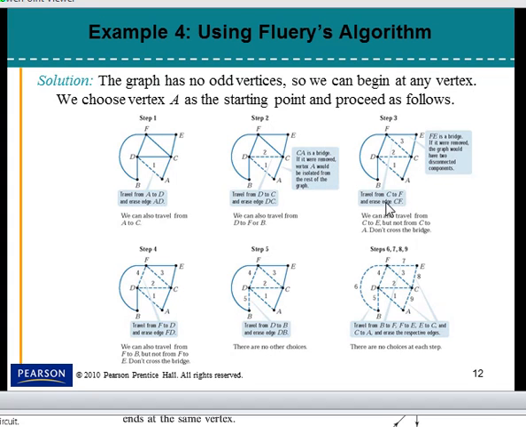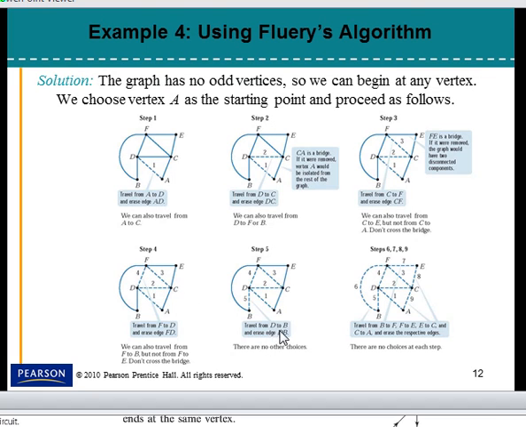Step three, travel from C to F and erase edge CF. So we're traveling from C to F. We erase CF. That was step three. Step four, travel from F to D and erase FD. So we're traveling from F to D. We erase FD for the dashed line.